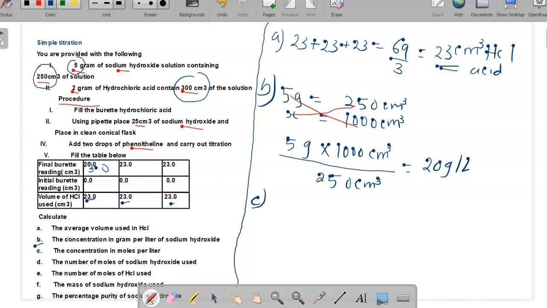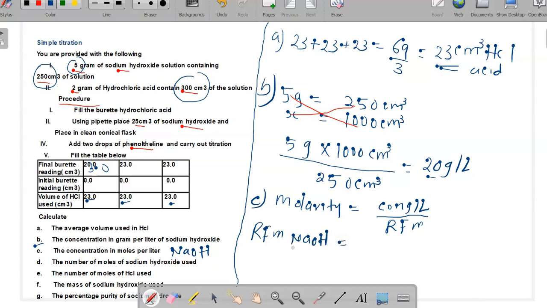So we have part C. In part C, it's asking the concentration in moles per liter. Concentration in moles per liter is always equal to molarity. Molarity is equal to concentration in gram per liter, which we have obtained here, divided by the RFM. RFM of which solution? The question is asking the concentration in moles per liter of sodium hydroxide. So the solution they are talking about is sodium hydroxide. So the RFM of sodium hydroxide is equal to sodium, which is always 23, plus oxygen, which is always 16, plus hydrogen, which is 1. Then in total you'll get 40 gram per mole.